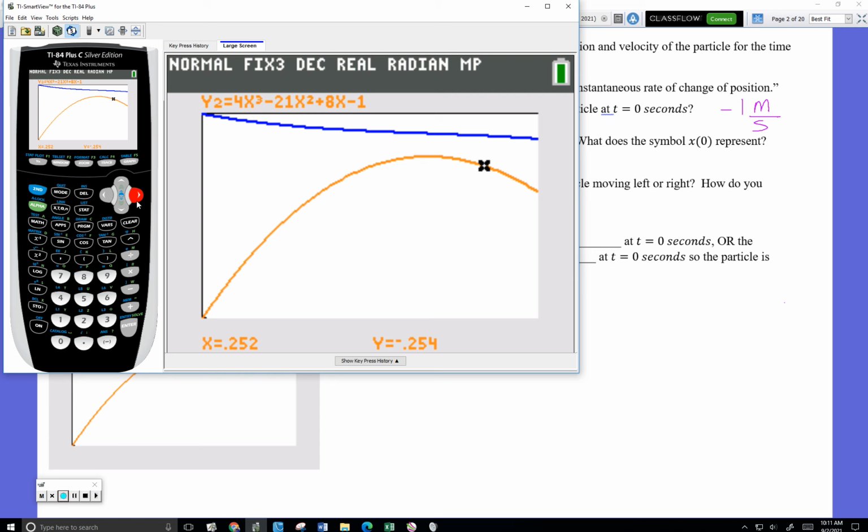If you will train your brain to say, the particle is not visible anywhere here at all. These are just numbers that tell us something about the particle. So as this little cursor moves to the right, that has nothing to do with the particle. That's just an indicator of what time we're at. So at all these different times, we are recording different velocities.